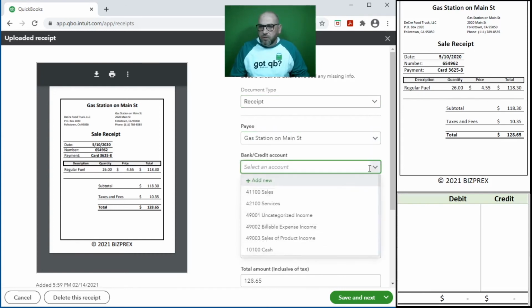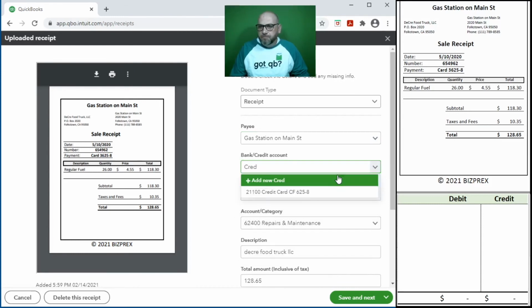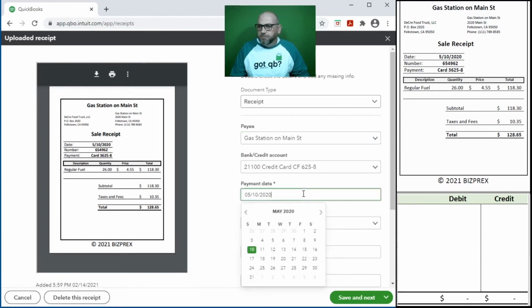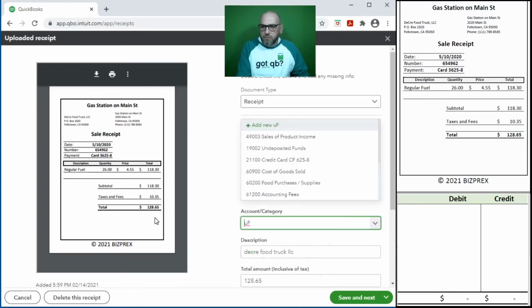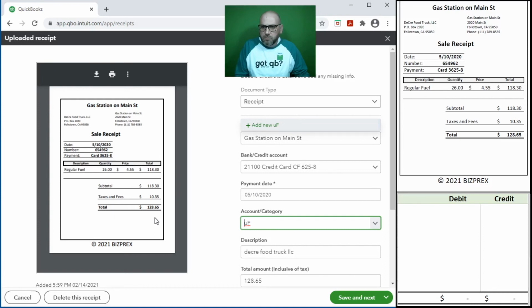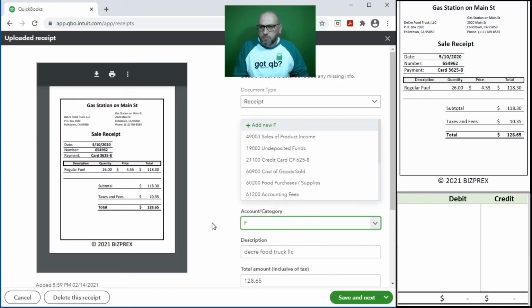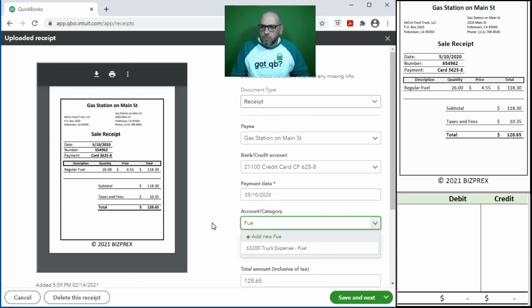Okay, we're paying it with our credit card. Payment correct. This is fuel. There it is.